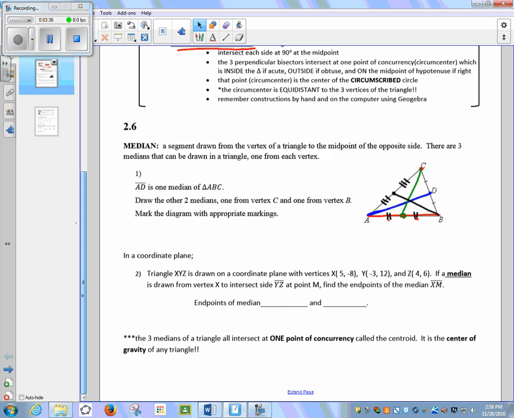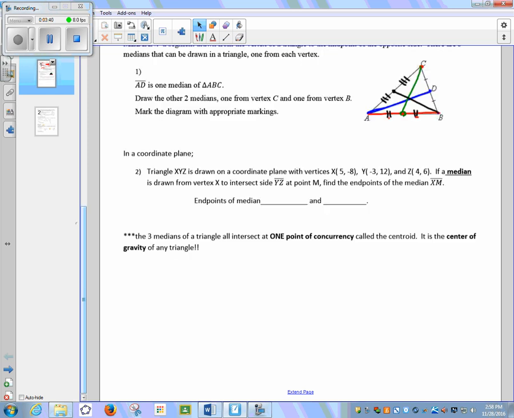Okay, so just to tie this in a little bit with what we've learned about the coordinate plane, if we have a triangle drawn on the coordinate plane with the vertices (5, -8), (-3, 12), and (4, 6), picture that. It doesn't have to be exact, but (5, -8), let's say, is down here. (-3, 12) is up here, and (4, 6) is here. So we have this triangle. Oh, there's a little curvy wave in my smartboard here. I can't draw a straight line.